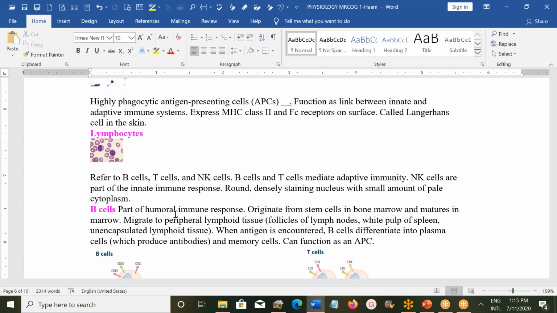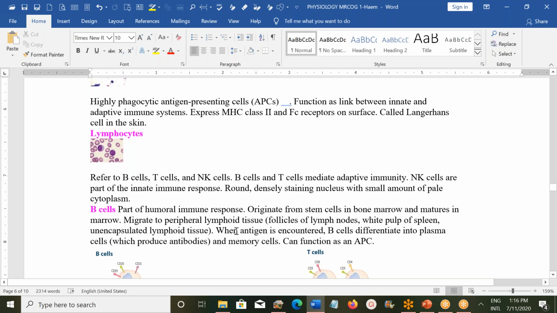So they refer to the B cells and the T cells, and the third type of lymphocytes are natural killer cells. B cells and T cells mediate adaptive immunity, and the natural killer cells are part of the innate immune response. These are rounded cells with a deeply staining nucleus and a small amount of pale cytoplasm. The cytoplasm is very scanty. You can see in the center it is pale.